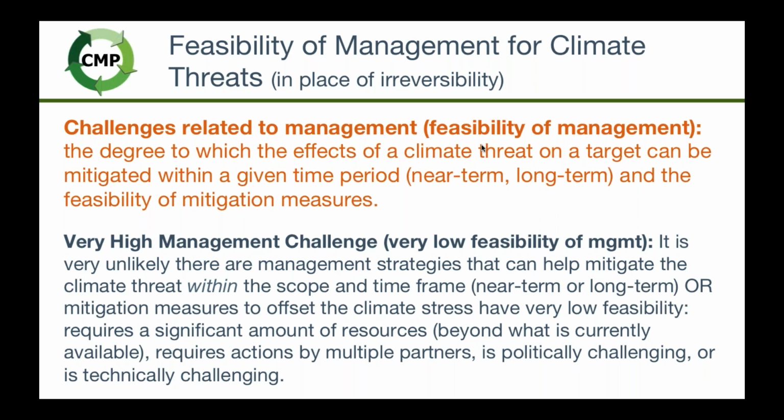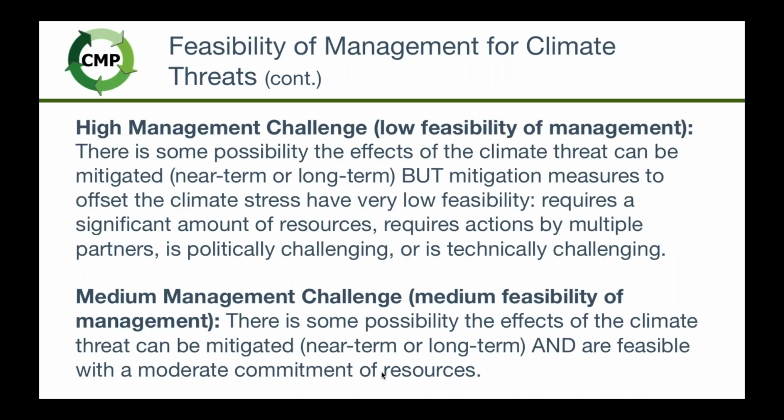So very low feasibility of management. It is very unlikely that there are management strategies that can help mitigate the climate threat within the scope and time frame, or mitigation measures to offset the climate stress have very low feasibility. It requires a significant amount of resources beyond what's currently available, requires actions by multiple partners, is politically challenging, or is technically challenging. So that's very high. Let me go on. I'll read through all of the different ratings, and then I'll stop so that I can see if you have some comments or questions.